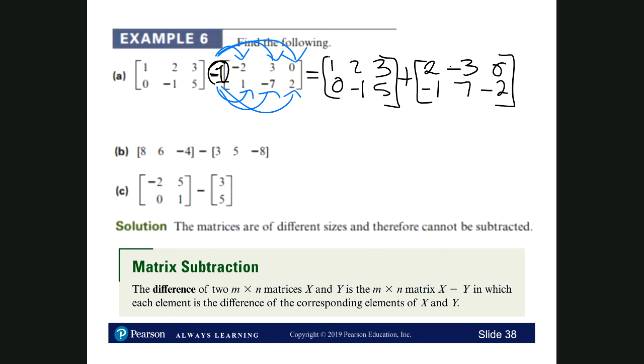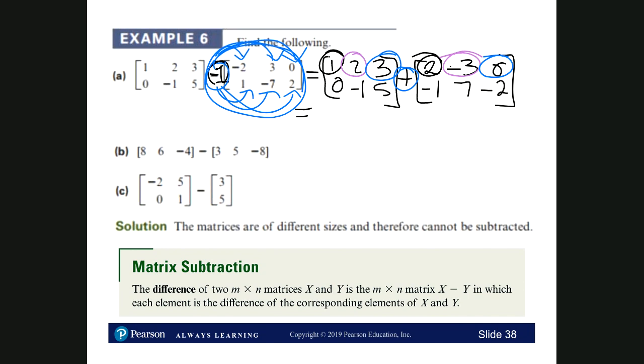So to answer this question, remember you have to add the numbers that share the same location in the matrix, such as the ones that I'm circling. Here we're adding because we distributed the negative sign. However, you could just do this.